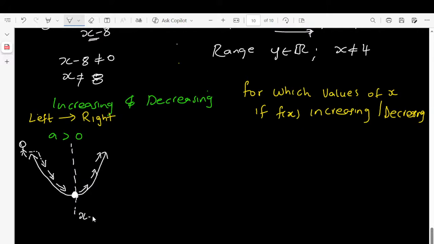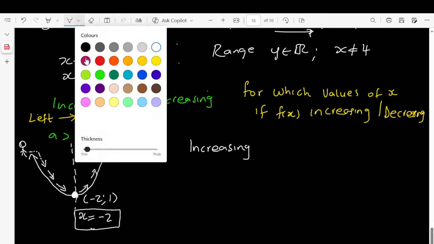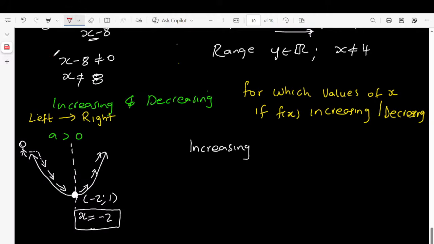So what I'm trying to say is that this will be the line of symmetry. So let's say that x is equal to minus 2. I'm just giving you an example. The turning point was (-2, 1). So the x coordinate is just what? Minus 2. So when they ask for which values of x it is increasing, where is this thing increasing? I'm going to change the marker here so that everyone can see this. Look at this now. From this point going up, you are going up a slope, so you'll be increasing.